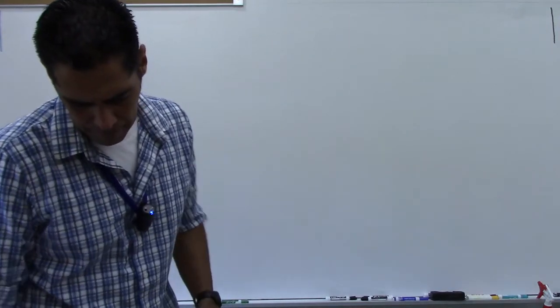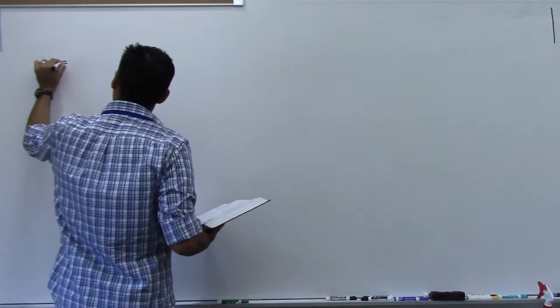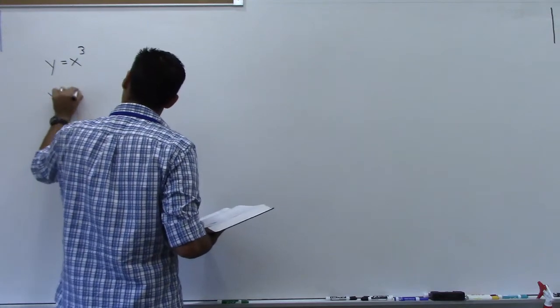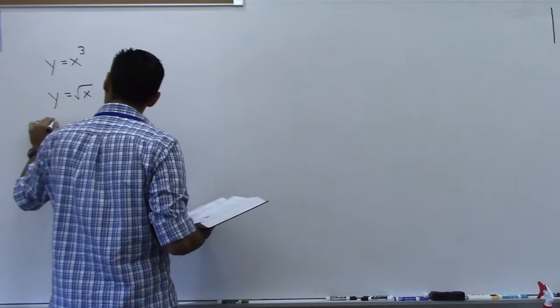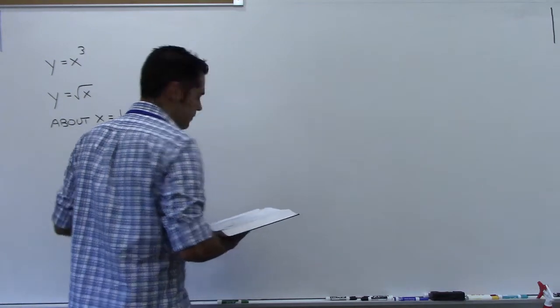Number 17. All right, I was waiting for one of these. y equals x cubed, y equals root x. We're rotating this about x equals 1.